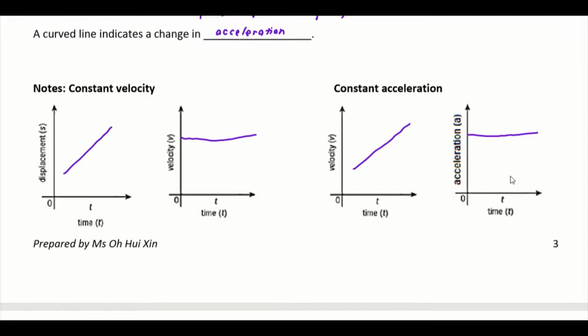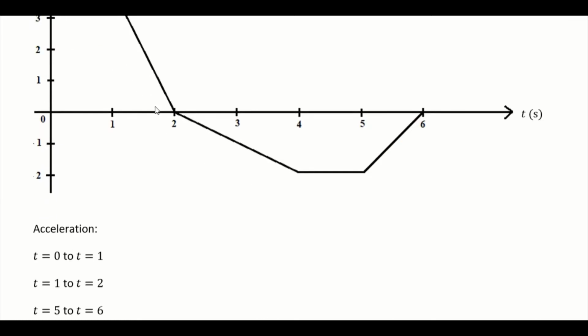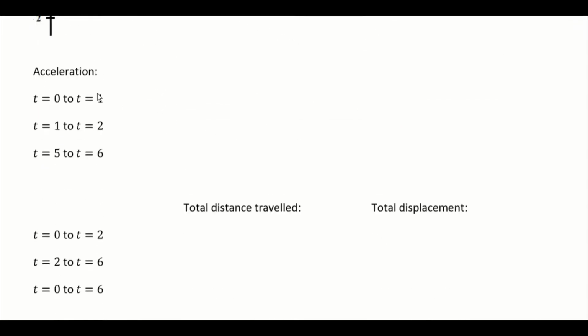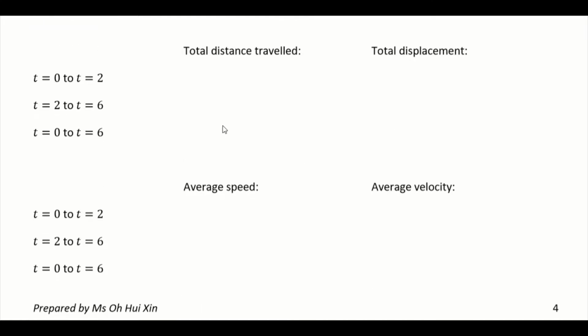Okay, so now same thing like previously, let's try to look at one simple diagram of a velocity time graph. We are going to interpret this VT graph together. We have this graph and there is some simple information that we can try to extract. For example, the acceleration, then by using the area, we can get the total distance and total displacement, and by using these results, it can help us to get the average speed and the average velocity.